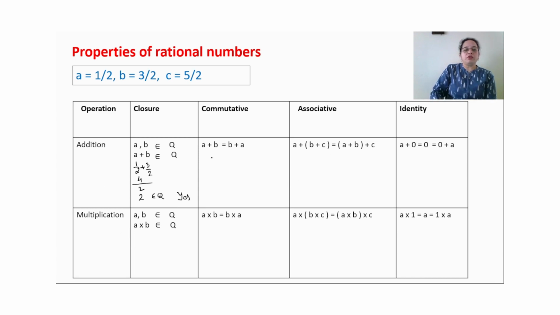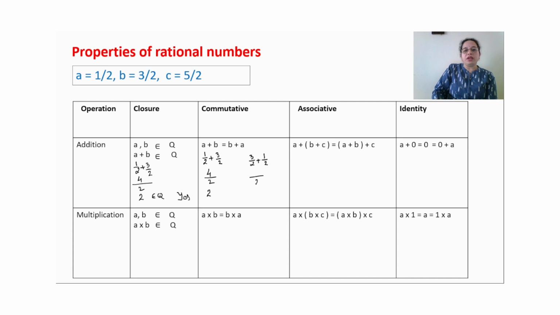Now what is the commutative property? If we just exchange these numbers, the order of the numbers, the answer should be the same. So let us try. Value of A is 1 by 2, value of B is 3 by 2. Just we will solve the left hand side part. So 3 plus 1 will give you 4, 4 divided by 2 will be 2. Now we will solve the right hand side part. Value of B is 3 by 2 plus value of A is 1 by 2.